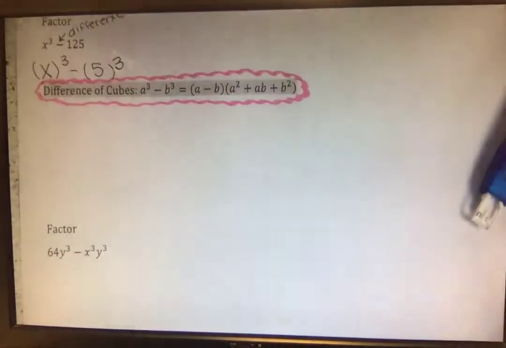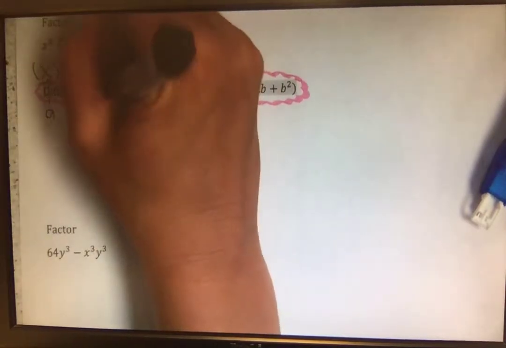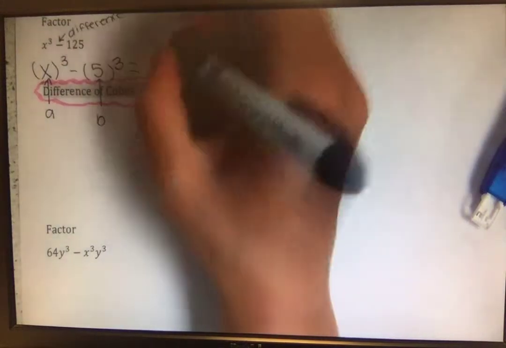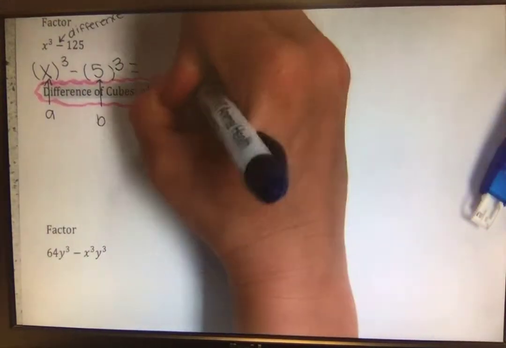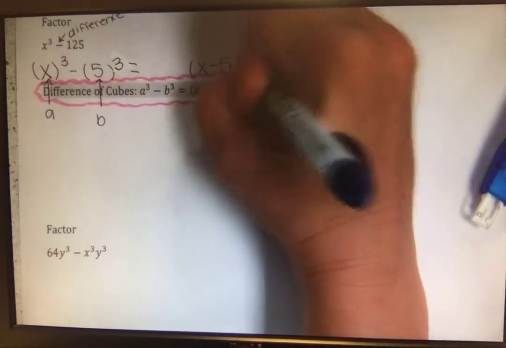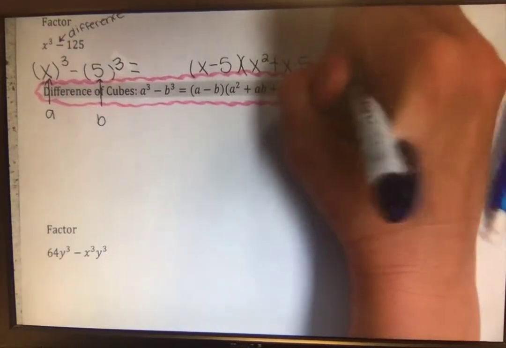So this will tell me that our a value is going to be x and our b value is going to be 5. So I'm just going to plug in wherever I see an a, I'm going to put x. Wherever I see a b, I'm going to put 5. So we have x minus 5 times x squared plus x times 5 plus 5 squared.